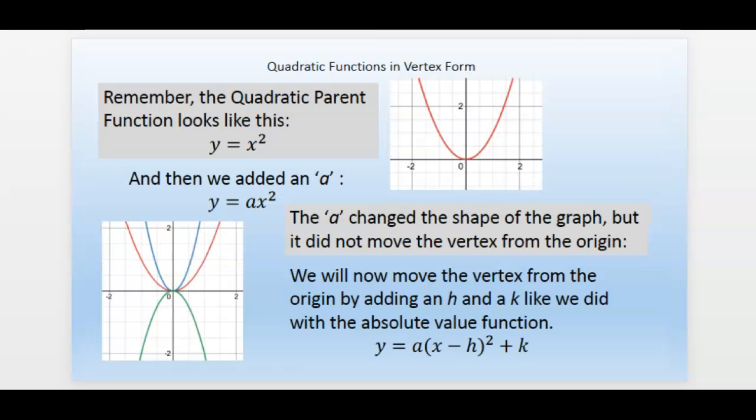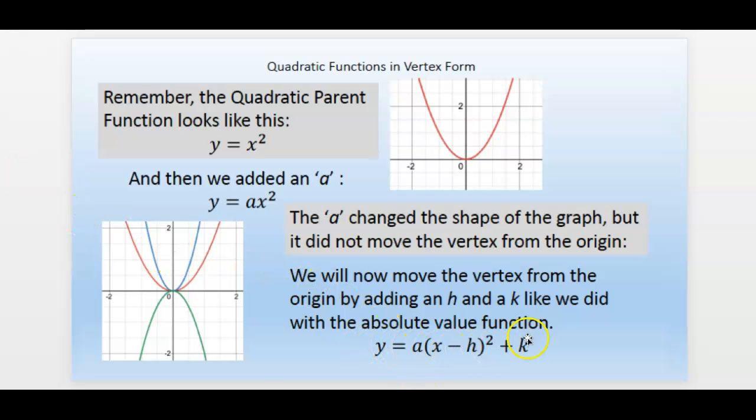Remember, y'all, we've looked at the quadratic parent function, like y equals x squared. It went through the origin. The vertex was at the origin. And then we added the a. And the a changed the shape of the graph. It made it narrower or wider, or it flipped it upside down. But it didn't change the vertex. The vertex stayed at the origin. Well, now we're going to move it off the origin. The a is still there.